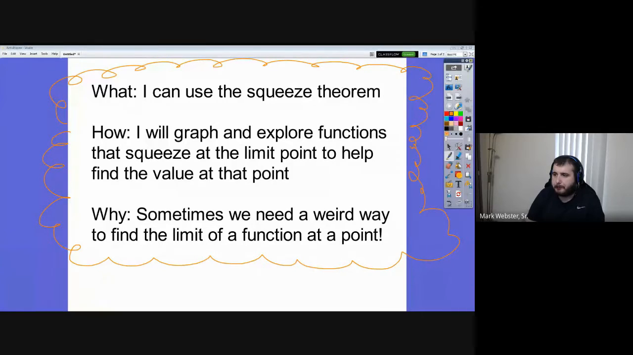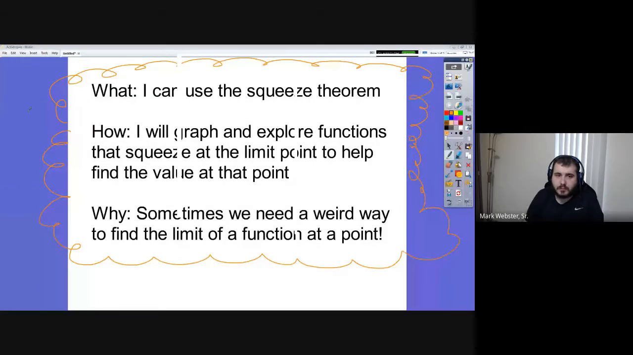So, today what we're going to be doing is using what's called the squeeze theorem. Some places they'll call it the sandwich theorem. I've heard it squeeze theorem, sandwich theorem. Basically, the idea either way is we are taking two functions that we know the limit to, we're squeezing them together so that we can find a third function we don't know the limit at a certain point.